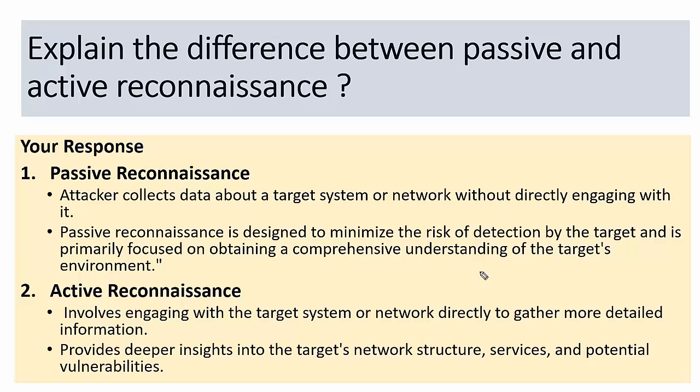That is why we never perform active directly. When we have some piece of data, when we are sure about something, only then do we go for active. That's why first we perform passive, we collect as much information as possible, and then we go for active. This typically includes techniques such as network scanning and fingerprinting. Unlike passive reconnaissance, active techniques might trigger a response from the target's security measures, potentially leading to detection.